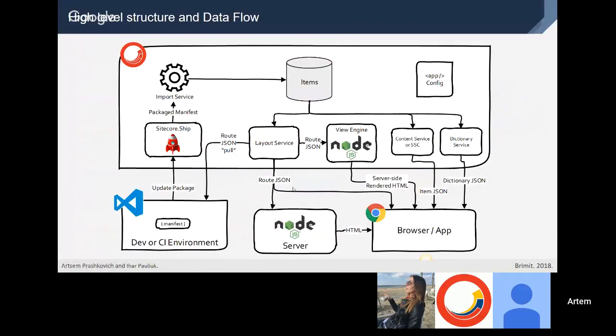This diagram represents the high-level structure of JSS and the data flow, and we can see that JSS is based on a list of services like layout service, content service, and dictionary service. Also, we can see two additional services, Sitecore Ship and import service. I separated them because they don't take part in the rendering process. These services are used to import our changes to Sitecore.